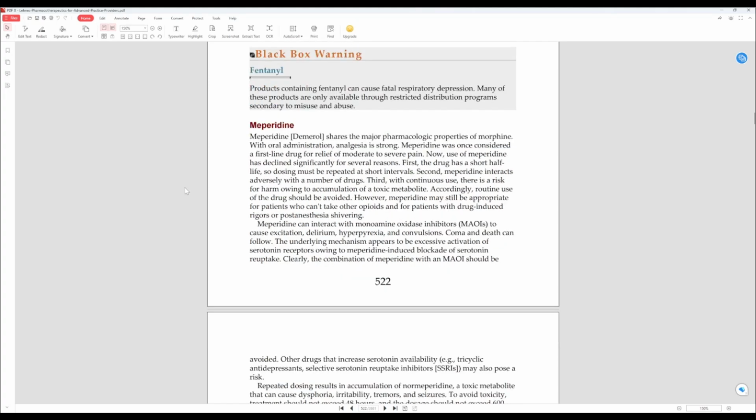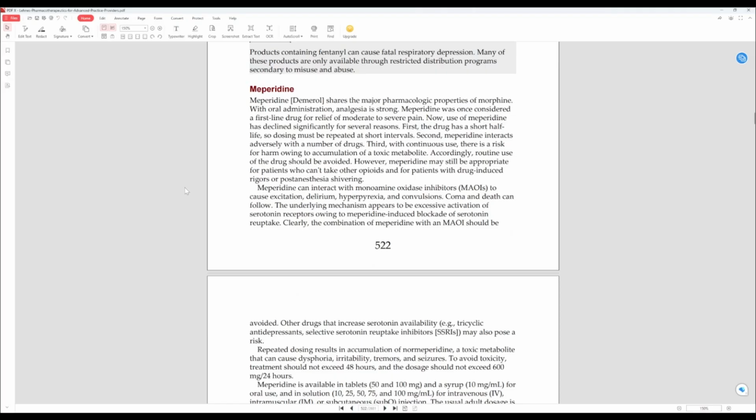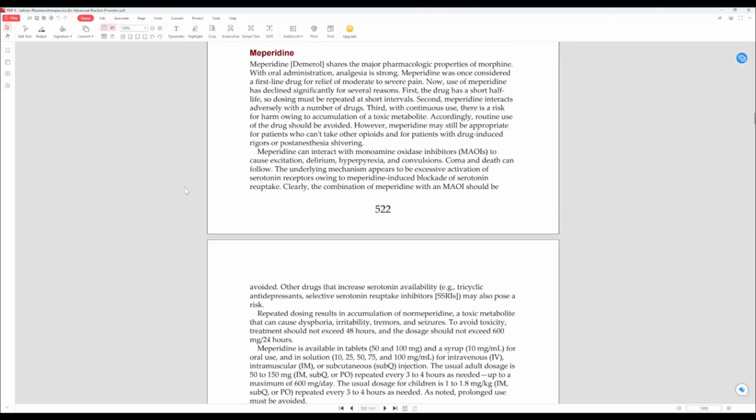Which brings us to meperidine, or Demerol, which shares the major pharmacologic property of morphine. With oral administration, analgesia is strong. Meperidine was once considered a first-line drug for relief of moderate to severe pain. Now, the use of meperidine has declined significantly for a couple reasons. The first, the drug has a short half-life, so dosing must be repeated at short intervals.